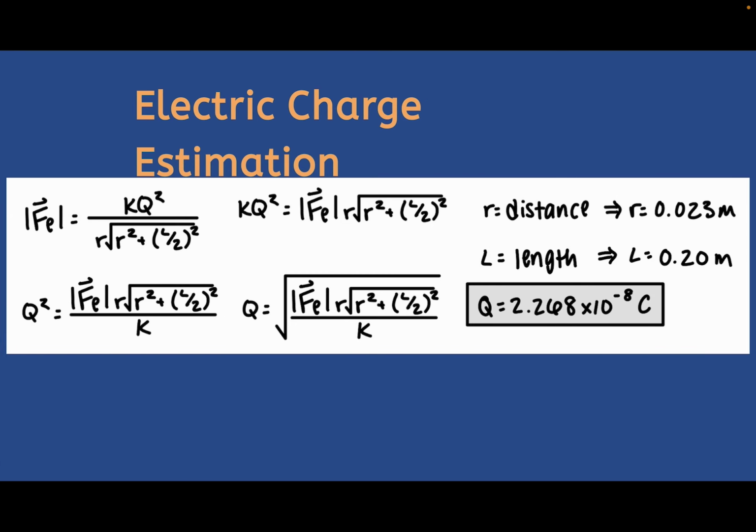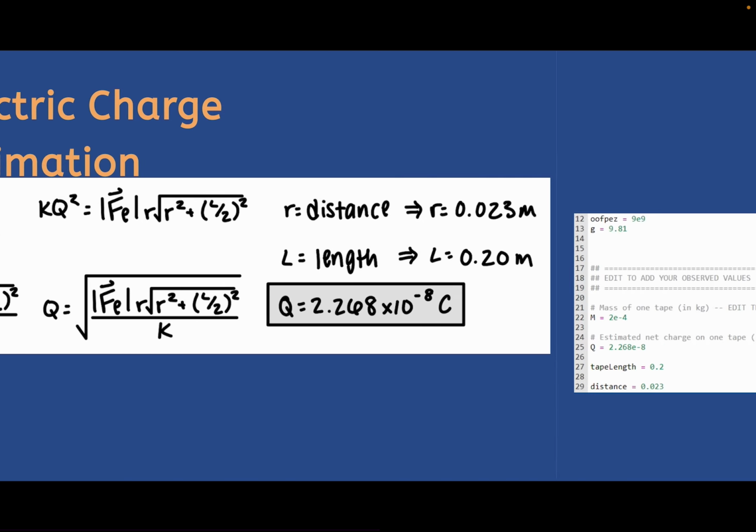Since we divide the tape into many tiny charge segments, it behaves like a continuous line of charge, making the electric field of a rod a more precise model. And here's the derivation from the formula of the electric field of a rod to find the charge. As we found earlier, the charge was equal to 2.268 times 10 to the negative 8th coulombs.